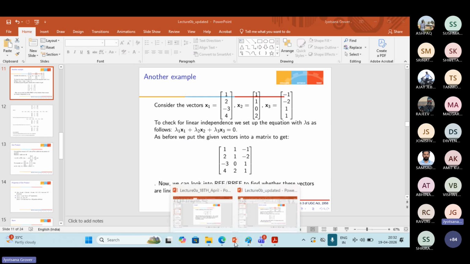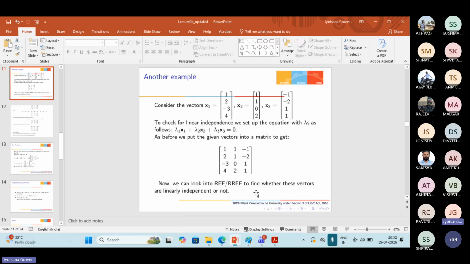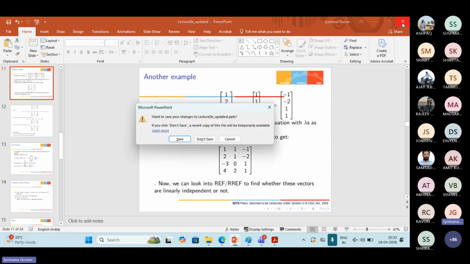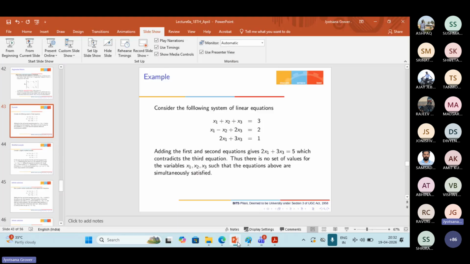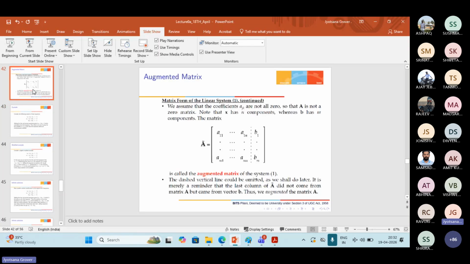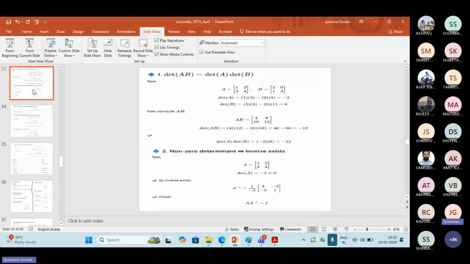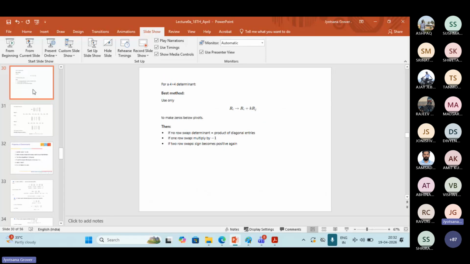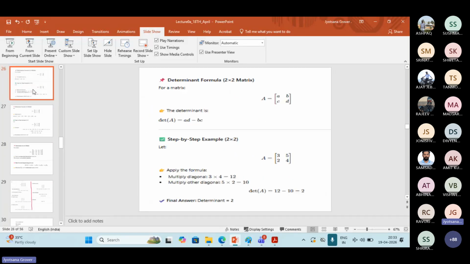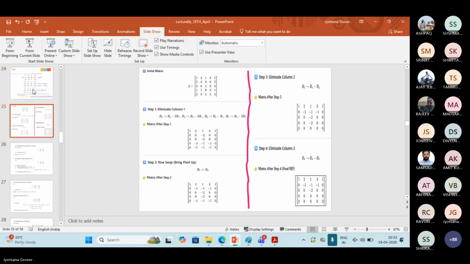Okay, so we were here. Lastly, we were discussing this REF. REF is a very, very important concept because it is used everywhere, whether you want to solve determinant, whether you want to find the inverse. So we'll do one practice problem.